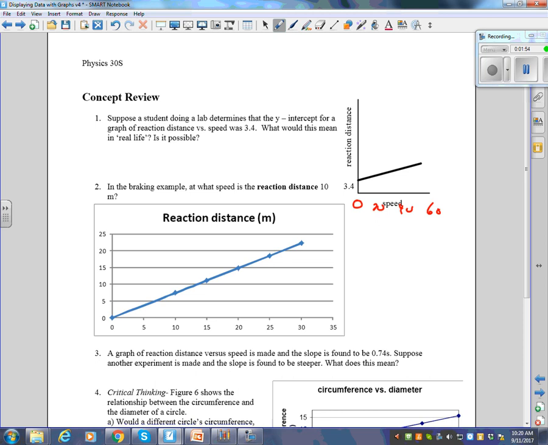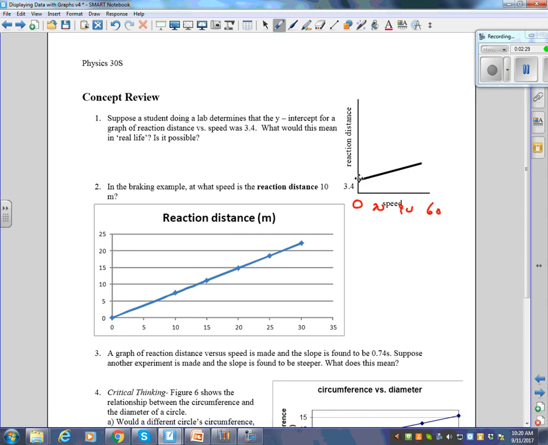Okay. But the student during the lab determined that the y-intercept was 3.4, which means that when the speed is 0, the reaction distance is 3.4. Does that make sense? Why not, Jason? You're not even moving. If you're not moving, what's the reaction distance going to be? 0. You're not moving. Right? Is this possible? No. What should it be? It should be 0. Or extremely close to 0, right? Exactly.